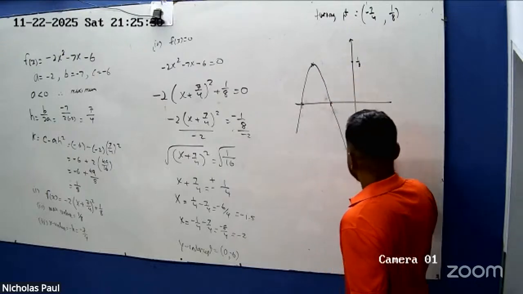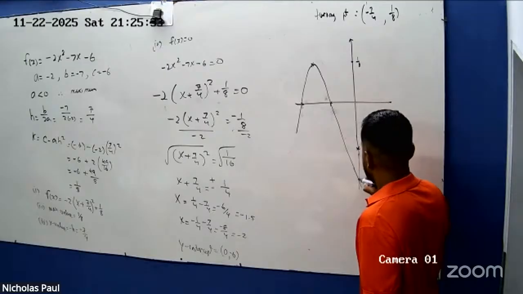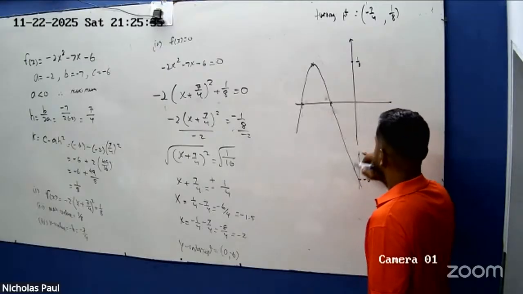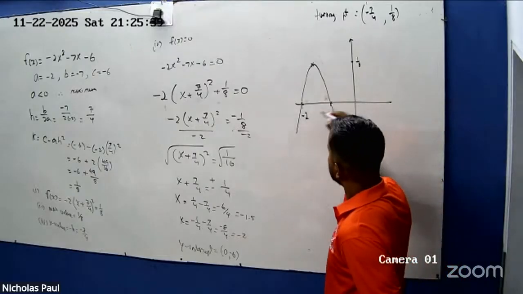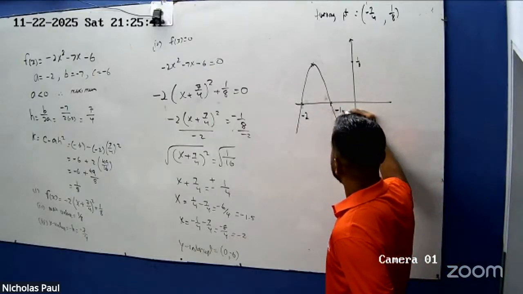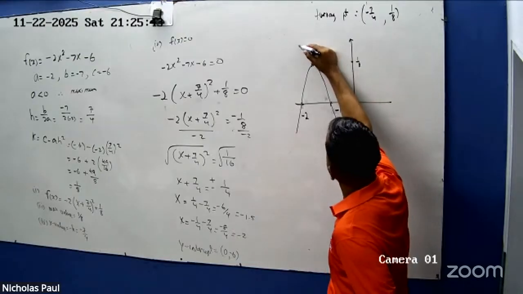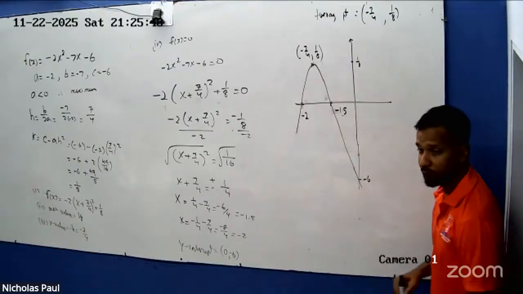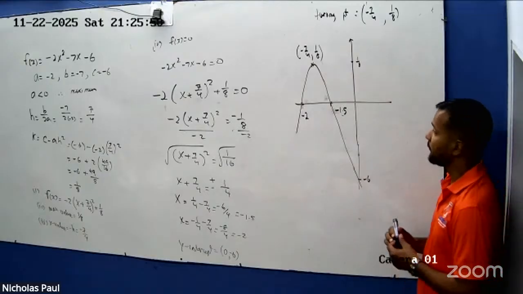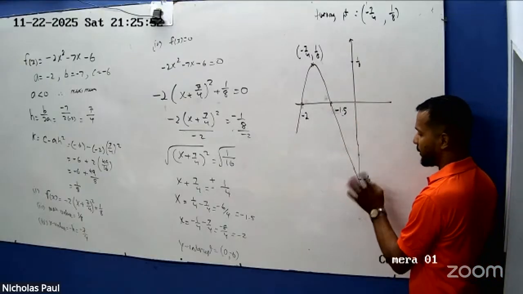All right, now I'll cheat a little bit. Okay. Here is minus 2, minus 1.5, and your turning point is minus 7/4, 1/8. I went a little too far, but that could pass.